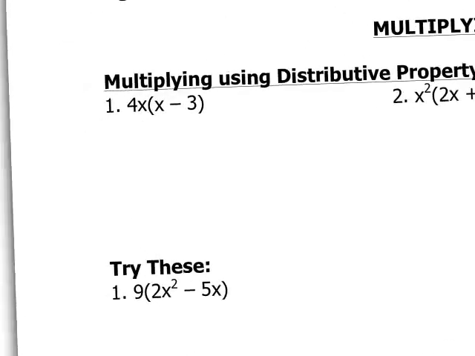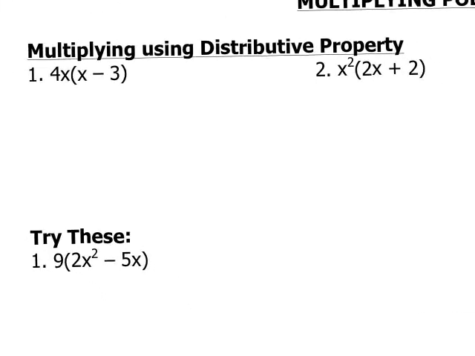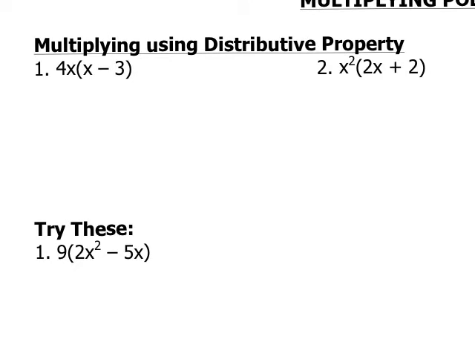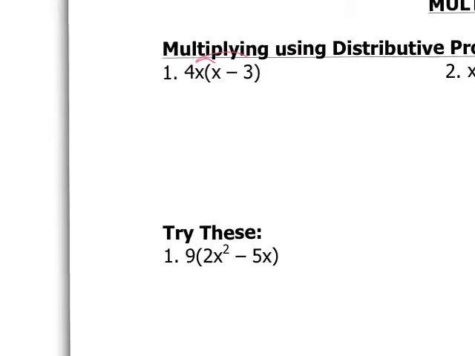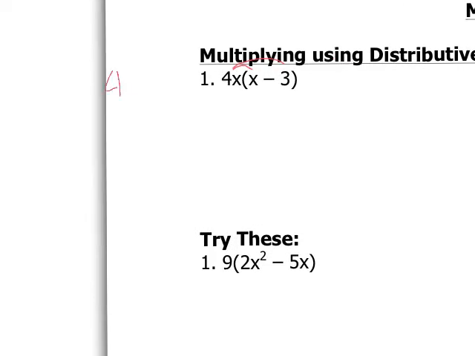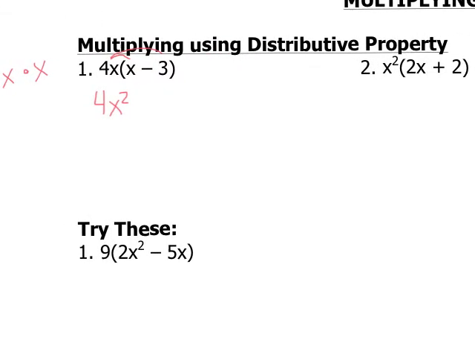We've done exponents, so these two problems should be really easy. So I'm distributing, but I have more than just a number out front. I have a number and a variable. So 4x times x. We've done exponent problems, right? What is 4x times x? 4x squared, right? 4 times nothing is 4. X times x is 2 x's, so that's x squared. Okay, as simple as that.